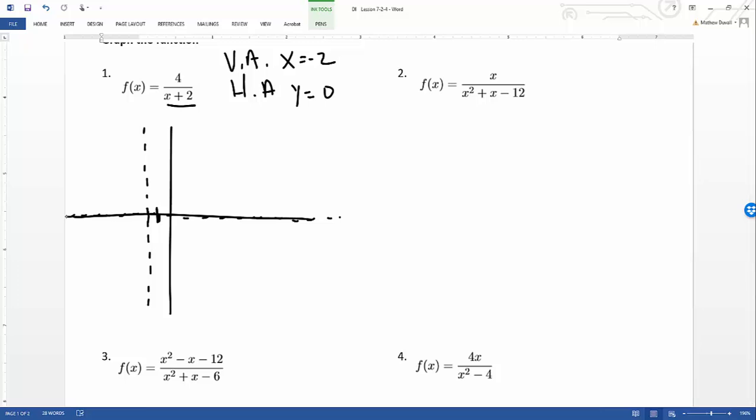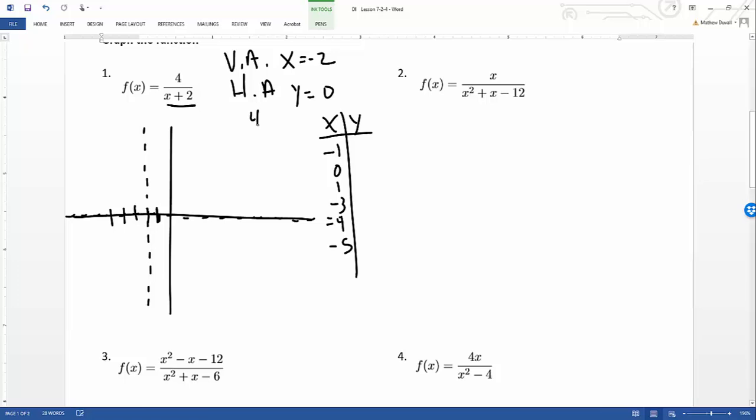And so creating an xy table, we have -1, 0, and 1, and then -2, -3, -4, -5. So now we just plug in points.